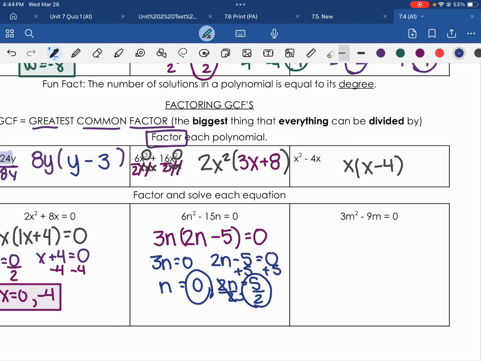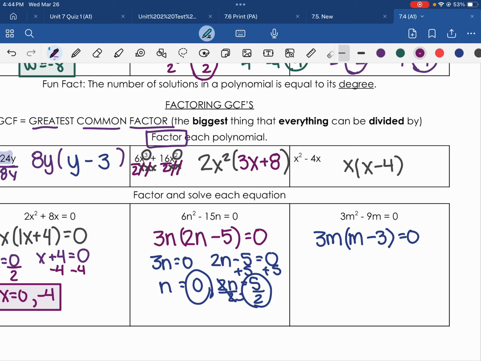Last one, 3 and 9 can both be divided by 3. They both have an m. Just remember that 3m divided by m, 3m squared divided by 3m is 1m. You don't have to write the 1. Negative 9 divided by 3 is negative 3, and the m is now out front.